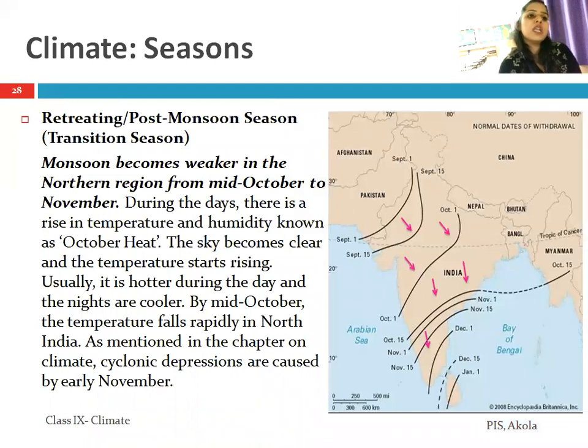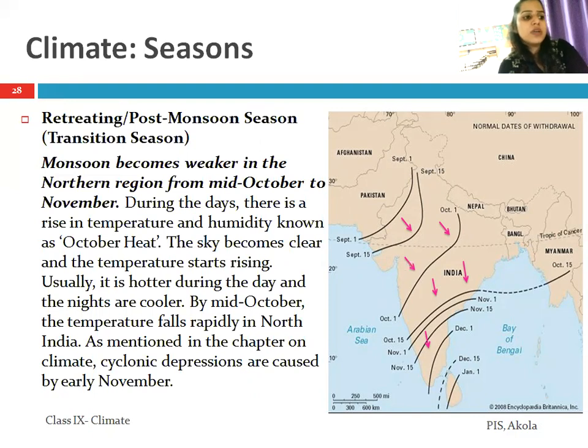Moving ahead with the last season with regard to India, that is the retreating or post-monsoon season, which is referred to as the transition season. Monsoon becomes weaker in the northern region from mid-October to November. During the days, there is a rise in temperature and humidity known as October heat. The rise in temperature experienced in the northern region from mid-October is referred to as October heat.